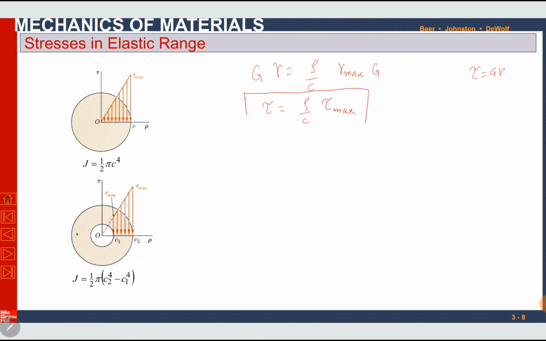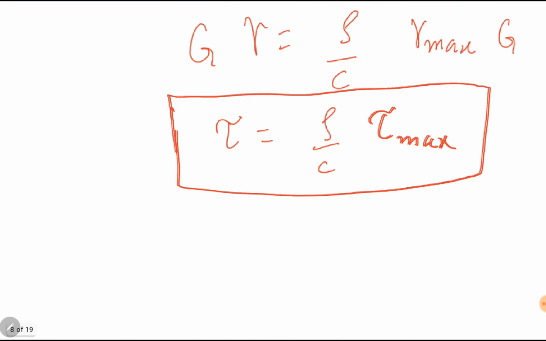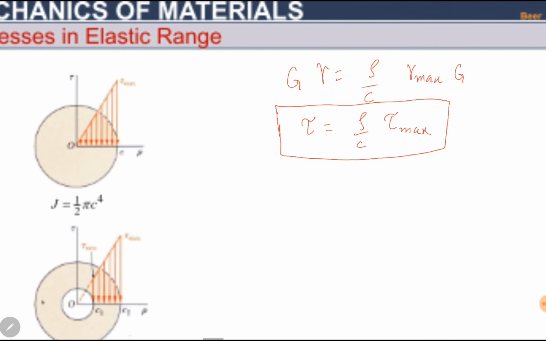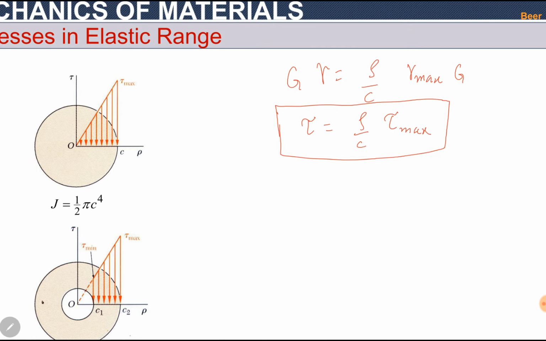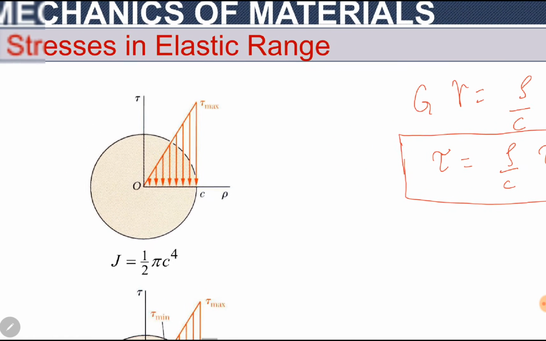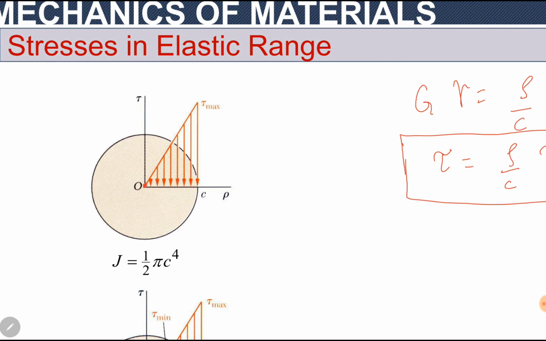So shear stress is also a function of radius rho. If rho is equal to 0, shear stress will be 0. If rho is equal to C, shear stress will be maximum. And shear stress is a linear function of radius. So at the center where rho is 0, shear stress is 0. At the outer radius C, where rho is equal to C, shear stress is maximum. And between 0 and maximum, it varies linearly.